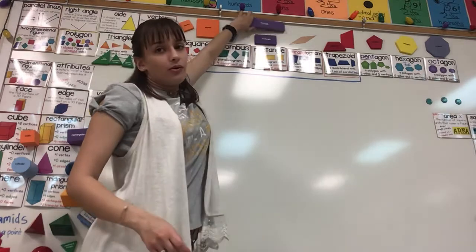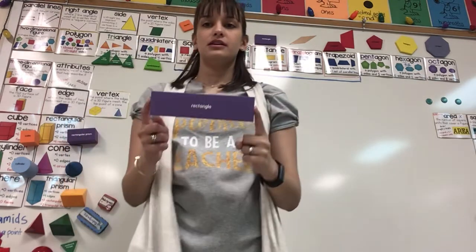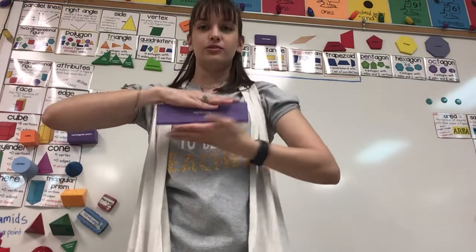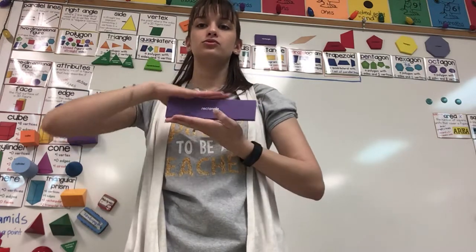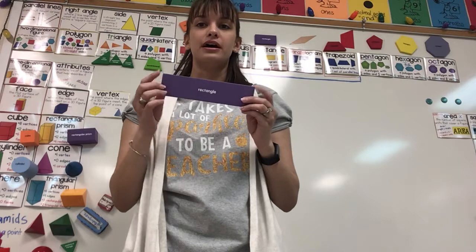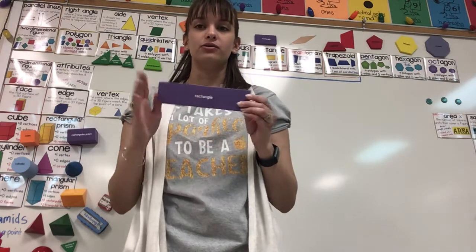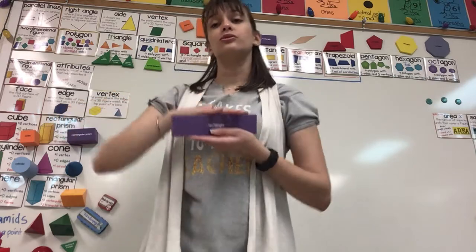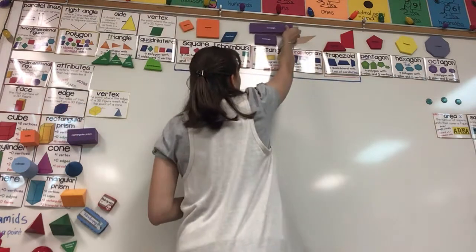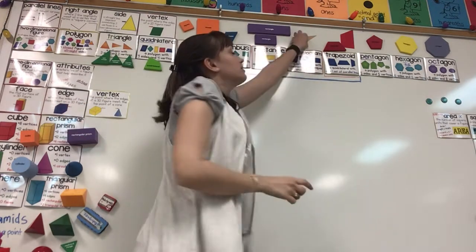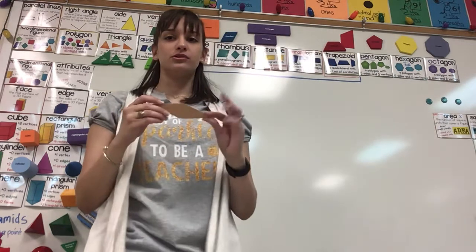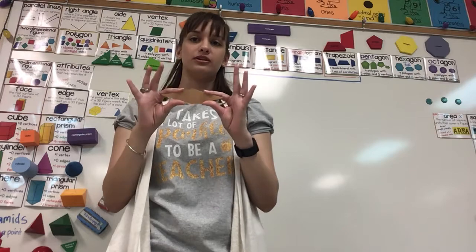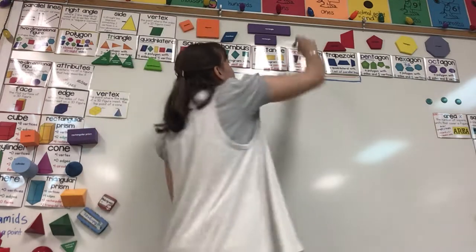A rectangle. Rectangle sides: opposite sides are equal. It has 2 short, 2 long sides. It has 4 90-degree angles, and it has 2 sets of parallel lines. So you guessed it, rectangle is also a parallelogram. Parallelogram: any 4-sided figure with 2 sets of parallel lines and opposite sides that are equal is a parallelogram.